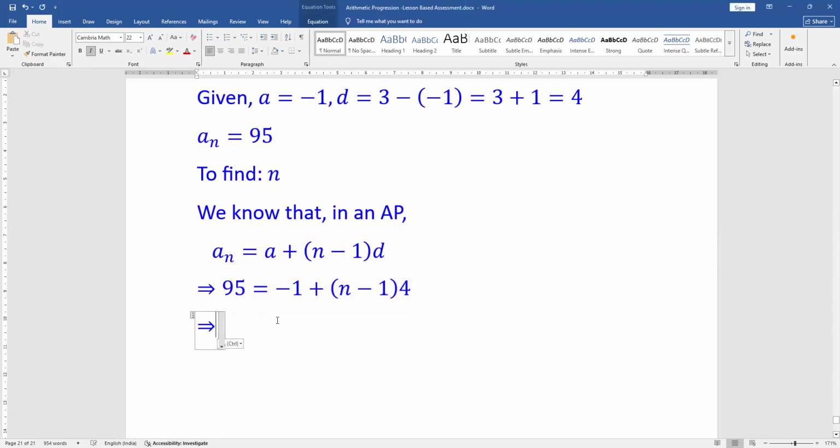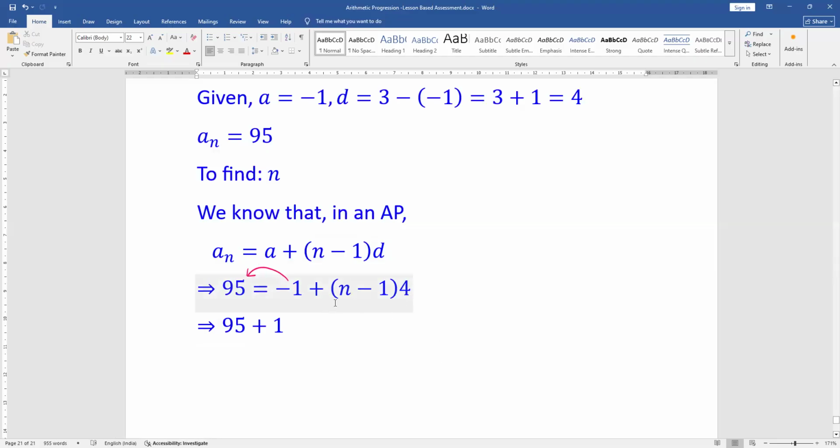Now here 95, right, as it is. This minus 1, I need to transpose it to the left-hand side. So minus 1 will become plus 1, because here the minus 1 I am moving to the left-hand side. Numbers should all be on one side, variables all on the other side.